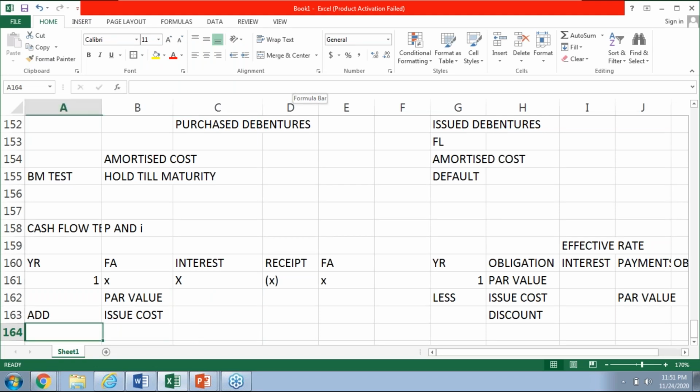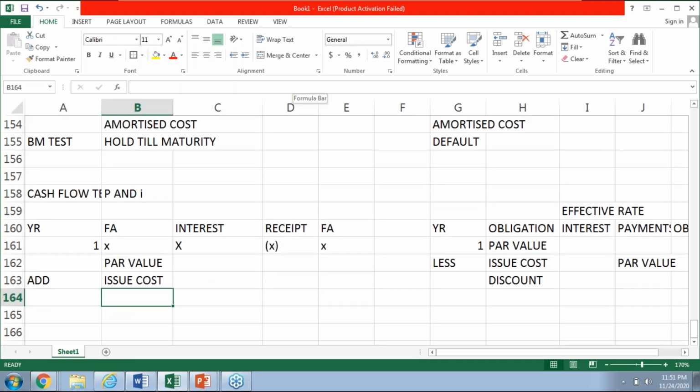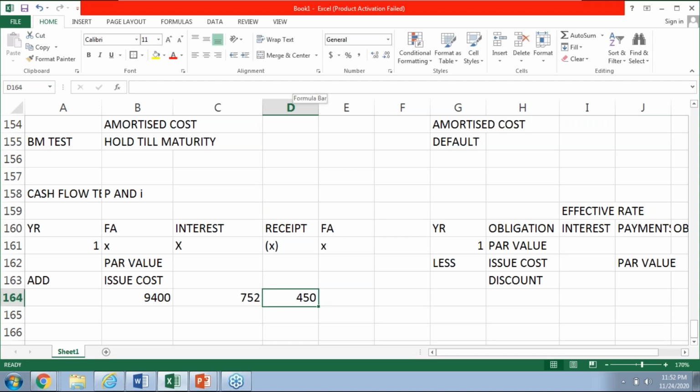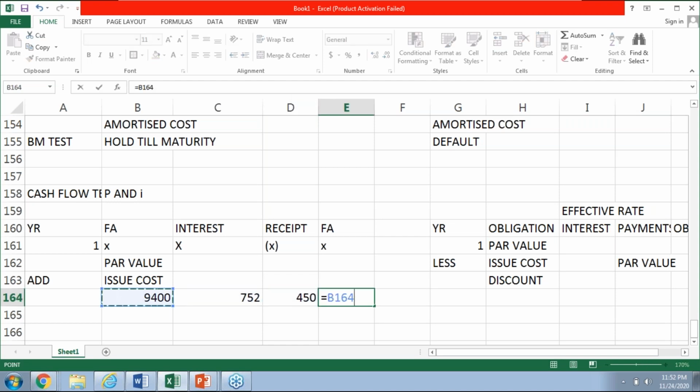Now starting from here, the financial asset at start should be 9,000 plus 400 issue cost, so 9,400 will be the value. Investment income will be calculated at 8%, 0.08. The payment will be made at the par value, which is 9,000 into 5%. The financial asset at end should be 9,400 plus 752 minus 450, so 9,702 will be the value of the financial asset, and the interest income that we should recognize is 752.